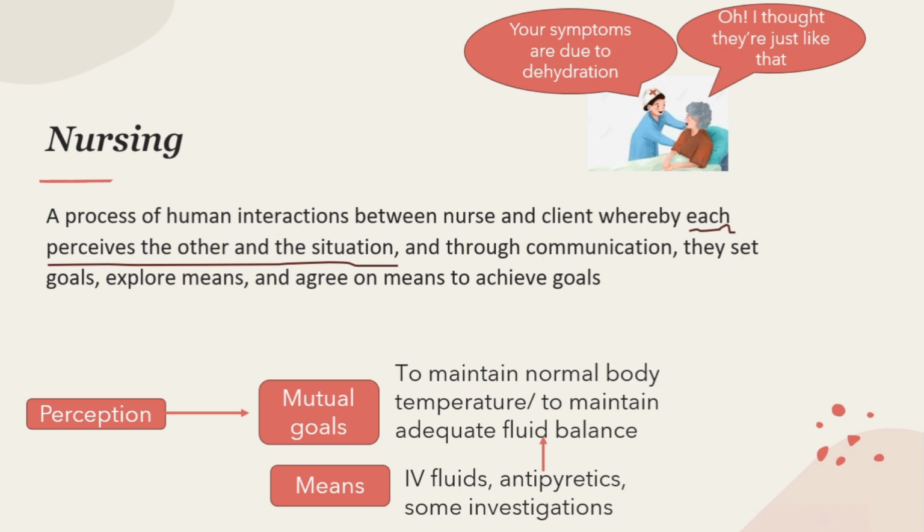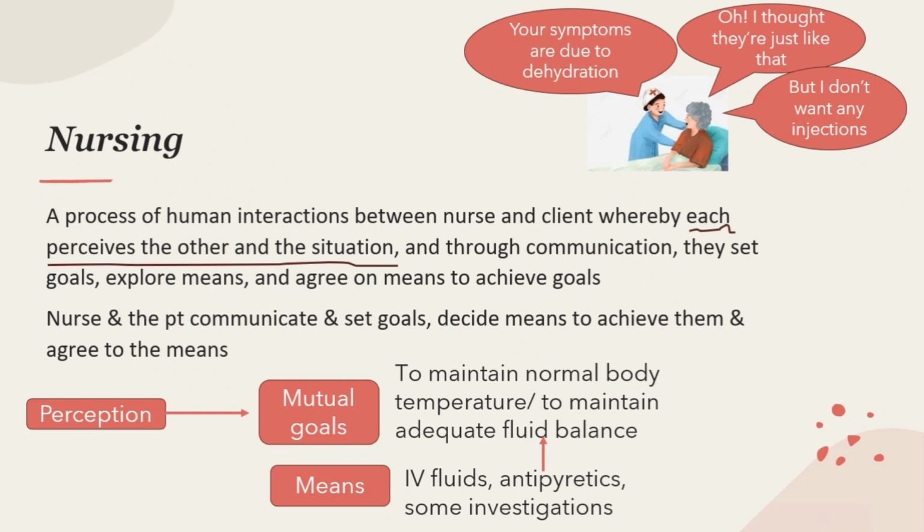These means are informed to the patient and the patient should agree to that. Actually, both should agree. Suppose the patient says he doesn't want an IV line, he wants to take oral. So, if it's possible, permitted by the physician according to the extent of dehydration, it can be done. So, the nurse and the patient communicate and set goals, decide means to achieve them and agree to the means.